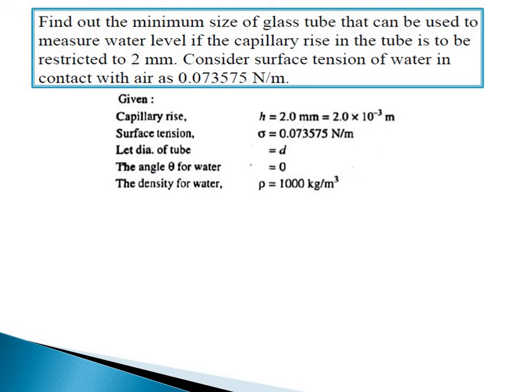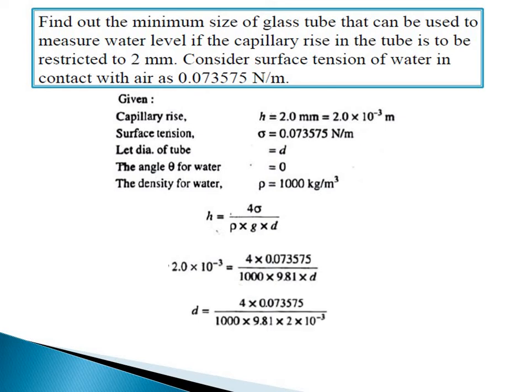and the angle theta of water is equals to 0, because for water the standard angle of immersion is 0, and we know that density of water rho is equals to 1000 kg per meter cube. Now we know that H is equals to 4 times sigma divided by rho g d. Now put in all the values of H, sigma, rho and g and calculate the value of D.